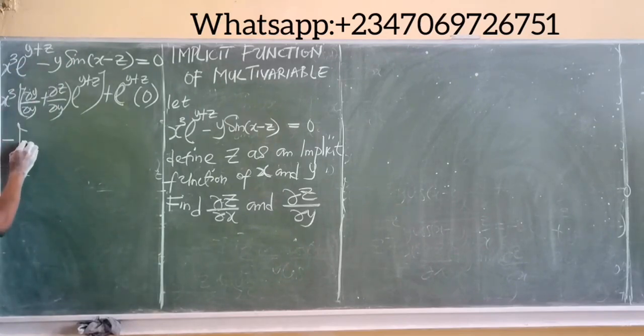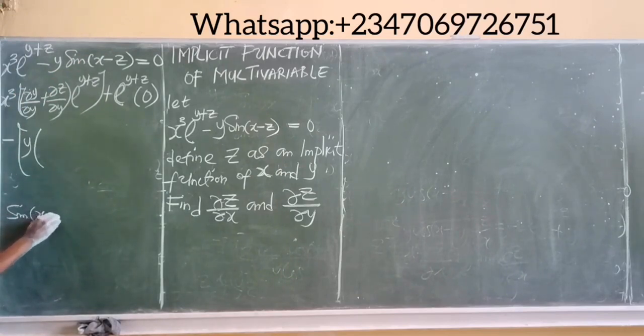We keep y as constant, simply y. Now we want to differentiate sine x minus z. To differentiate a trig function, first differentiate the angle in front of the trig function. The trig function I have here is sine x minus z, so first I differentiate the angle, which is x minus z. I differentiate this angle with respect to y, because we are looking for partial z, partial y.